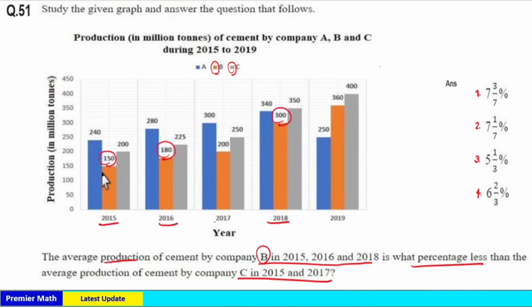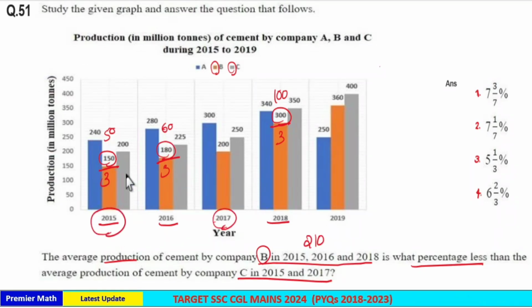So average of these three means sum of these three divided by 3, that is 150 by 3 is equal to 50, 180 by 3 is equal to 60 and 300 by 3 is equal to 100. So 100 plus 50, 150, plus 60, 210 is the average of company B in 15, 16 and 18. Now average of company C in 2015 and 17. In 15, company C is 200 and in 17 it is 250. So sum of these two divided by 2. 200 by 2 is equal to 100 and 250 by 2 is equal to 125. So 125 plus 100 is equal to 225.